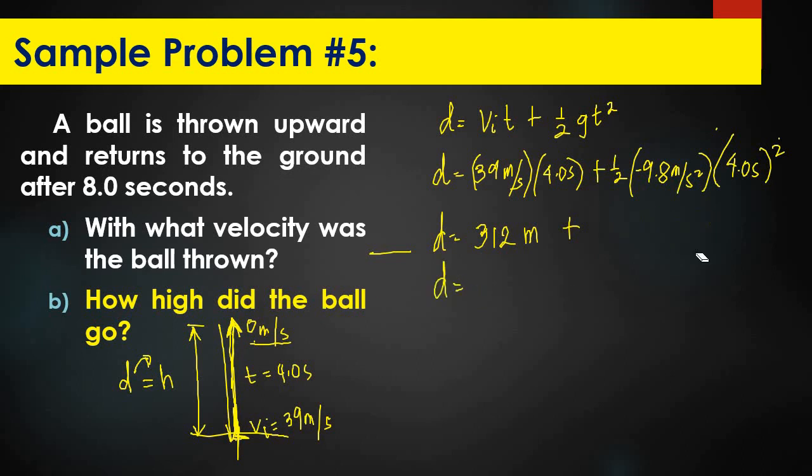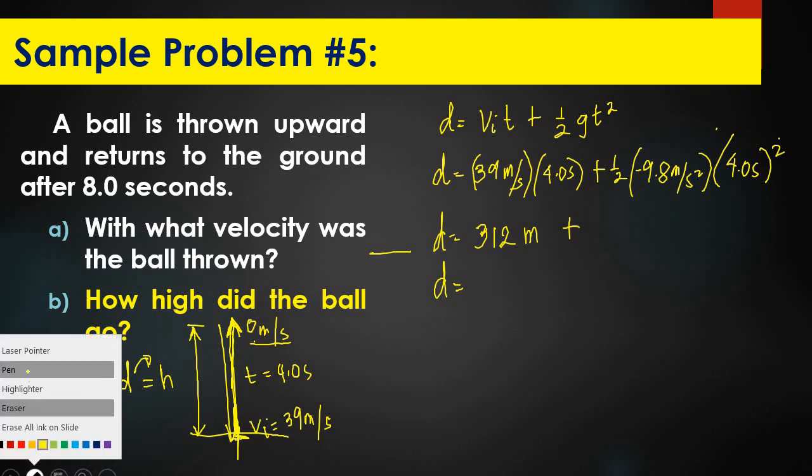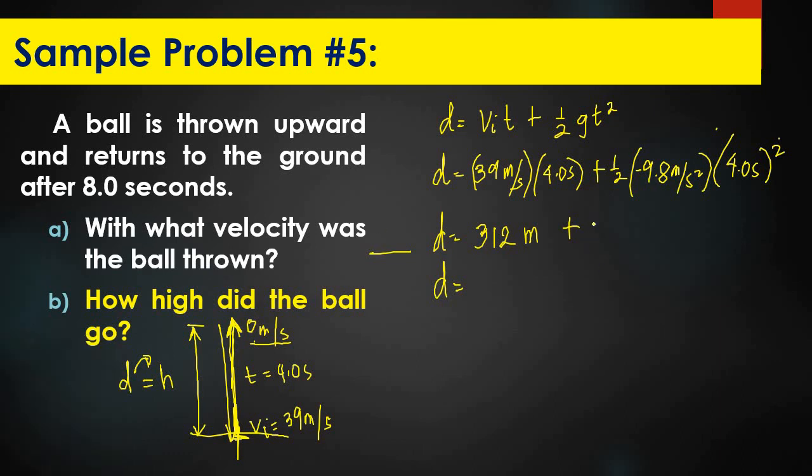Negative 78.4 lang pala yan, sir. Negative 78.4. Counter check nyo. Lumaki masyado. Tama ba? Opo, sir, negative 78.4 or 78 meters. So 312 plus negative 78, 234 meters, sir. Yung 312 meters, sir, kuan, 39 times 4, 156, sir.